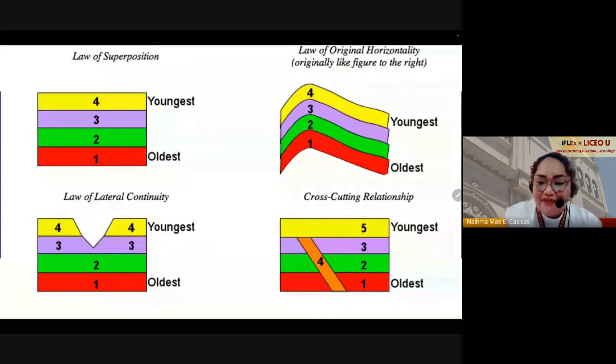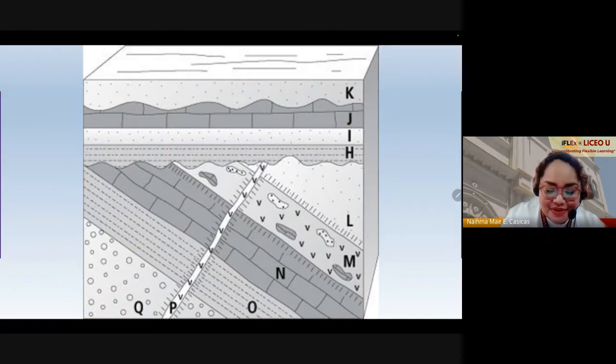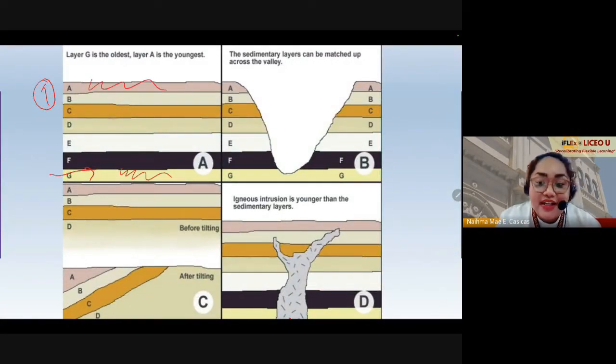So if you have your PDF files with you, you can just refer to these principles. So these are other examples. In this example right here, the first example, layer G, this one right here, is the oldest layer. And then, of course, we know that the topmost layer would then be the youngest.